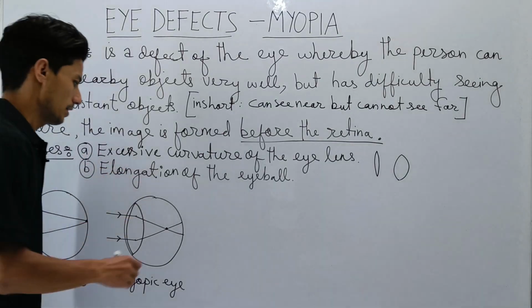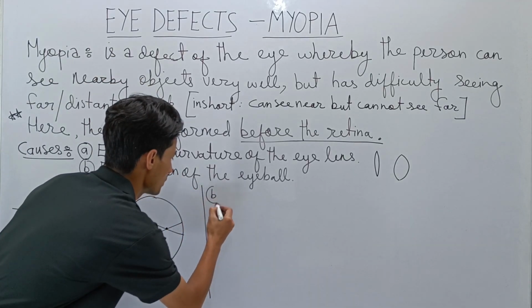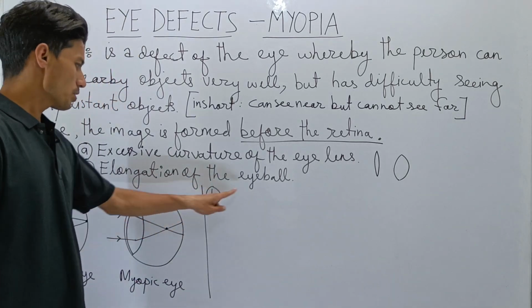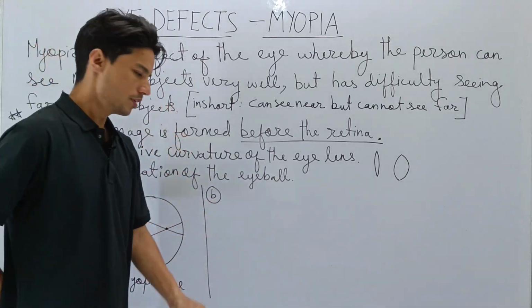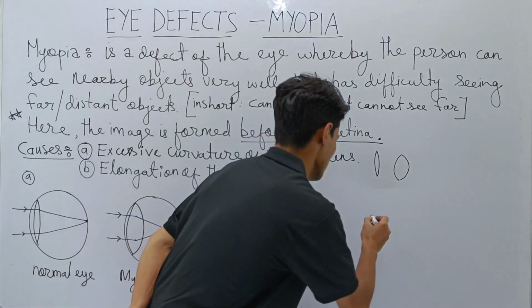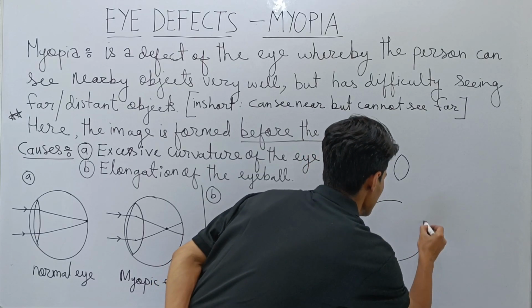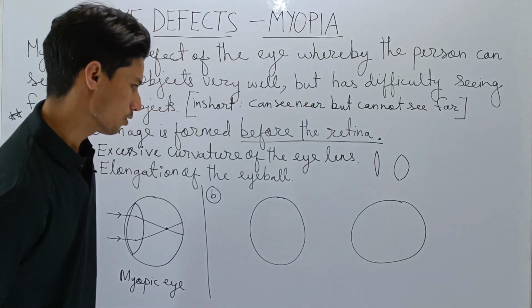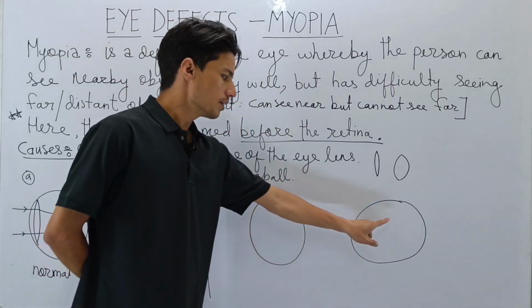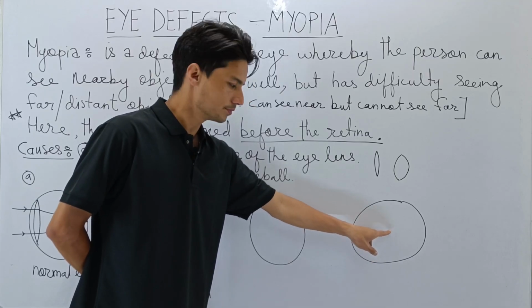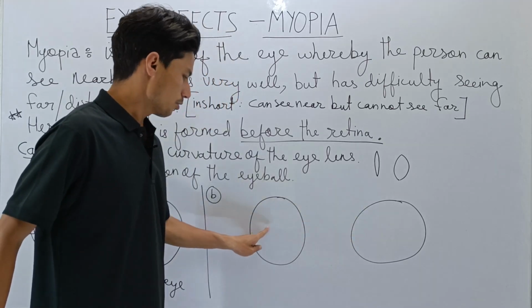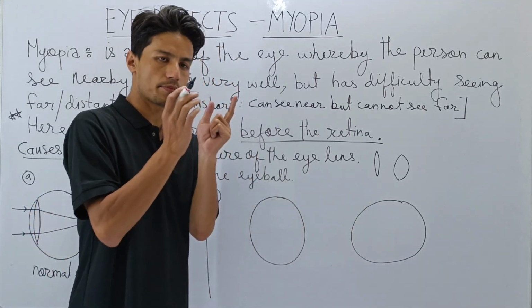Now point number B, elongation of the eyeball. Here also I'll draw two eyeballs: a normal eyeball size and then an elongated eyeball. Let's say a little like this. Yes, this is a little elongated now. So normal eye lens and elongated eyeball. The lens that I'll be drawing here will have the same curvature.